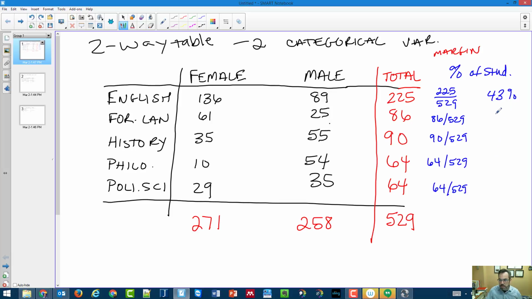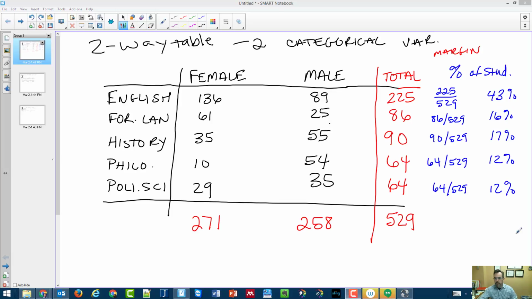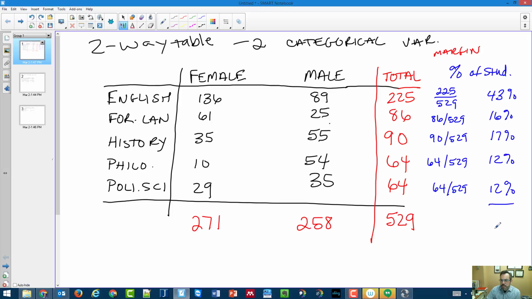I have 16%. And I'm going to pause it while I round all of them. All right, so now I have my marginal distribution. I know that 43% of my students are English students and 12% are philosophy students. The interesting thing is that all of these add up to 100%, but you might get a different number that we sometimes refer to as the rounding error.